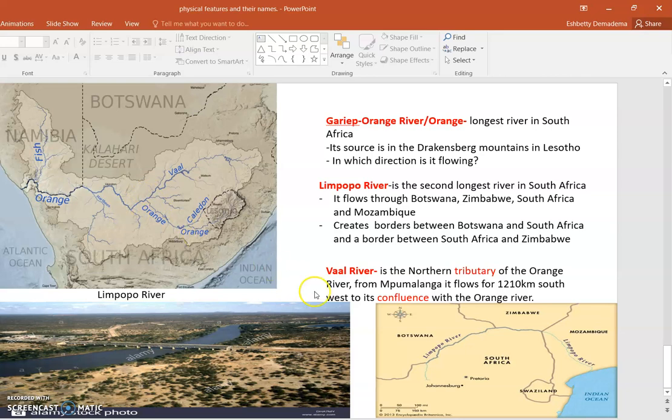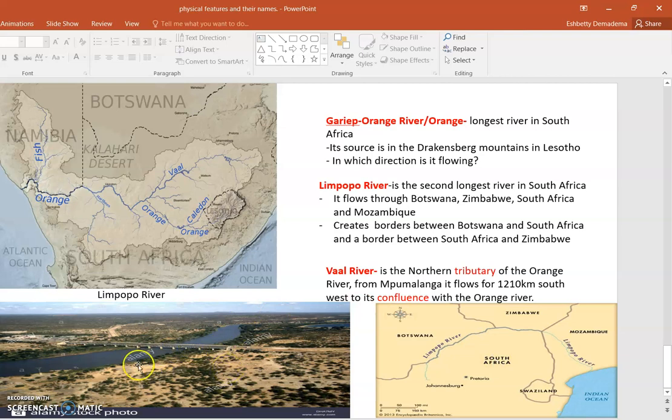All right, and then our next river is the Limpopo River, and the Limpopo River is the second longest river in South Africa. There is our Limpopo River. Can you see? It goes all the way up to there. Okay, and our Limpopo River flows through Botswana, Zimbabwe, South Africa, and Mozambique. Limpopo creates a border between Botswana and South Africa. Can you see? It separates Botswana from South Africa. It also separates Zimbabwe from South Africa.